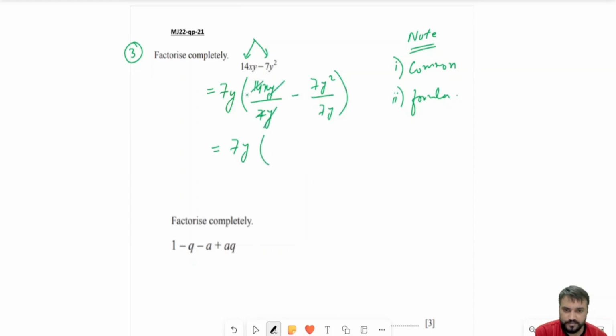7 one time, 7 two time. The rest is 2x minus, and here we have only y. So we have factorized it completely.